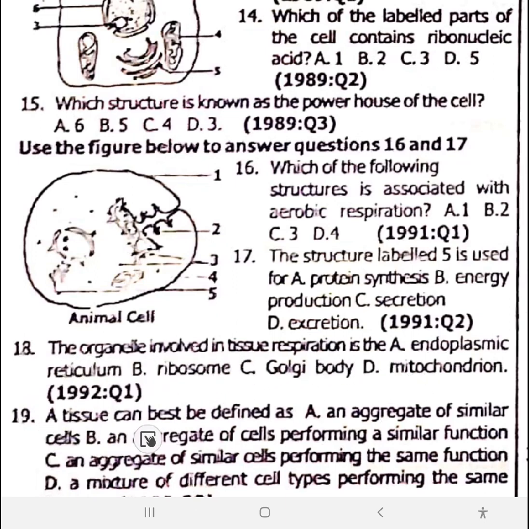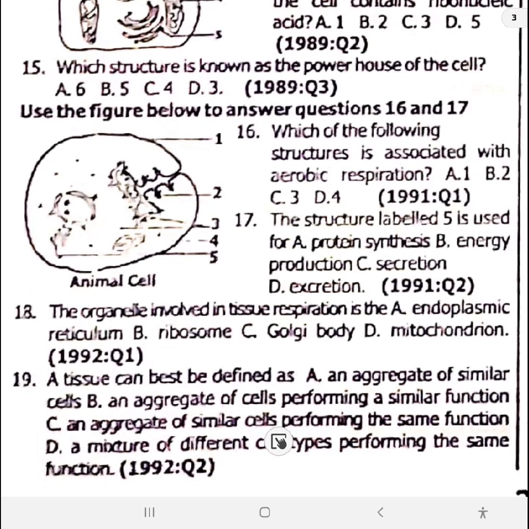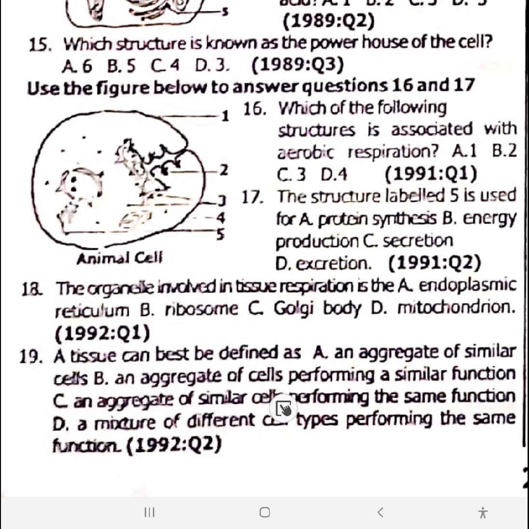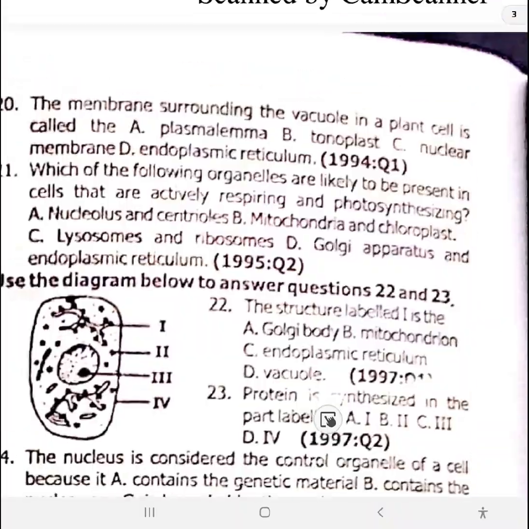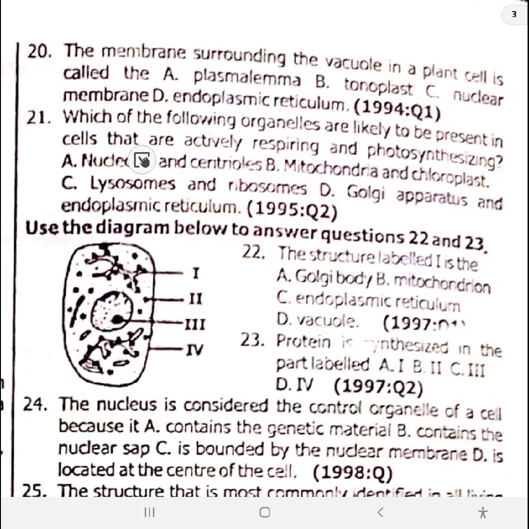19. The tissue can best be defined as an aggregate of similar cells performing the same function. 19 is option C. Let's go to 20. Question 20. The membrane surrounding the vacuole of a plant cell is called tonoplast, option B. 21. Which of the following organelles are likely to be present in the cell that are actively respiring, photosynthesizing? If it is respiring, it's mitochondria. If it is photosynthesizing, it's chloroplast. Number 21 is option B.